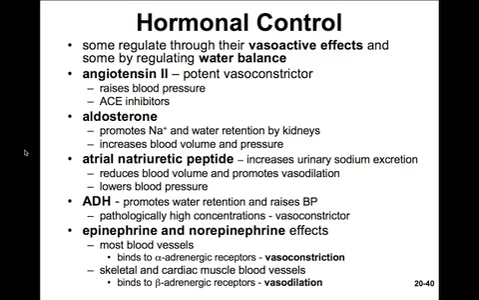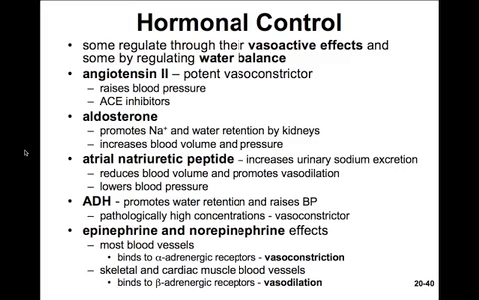So the final component of regulation of blood pressure and flow is the hormonal aspect. Some hormones will regulate through their vasoactive effects, and some by regulating water balance. Angiotensin II is a potent vasoconstrictor. It'll be involved in raising blood pressure. One of the enzymes required for its synthesis is angiotensin converting enzyme, or ACE. Hypertension is often treated with ACE inhibitors, so we prevent the production of angiotensin and thus we prevent raises in blood pressure.